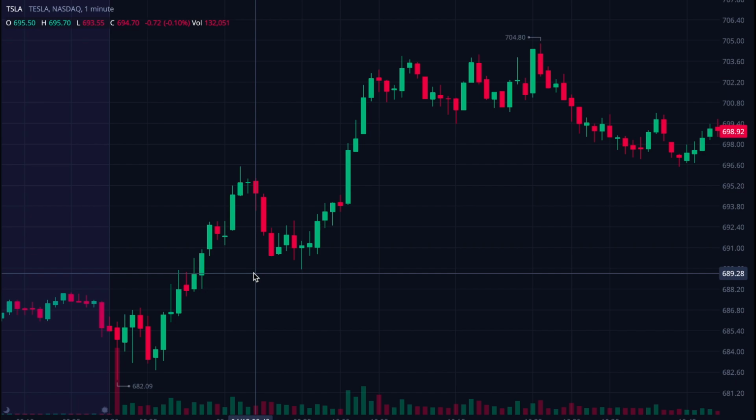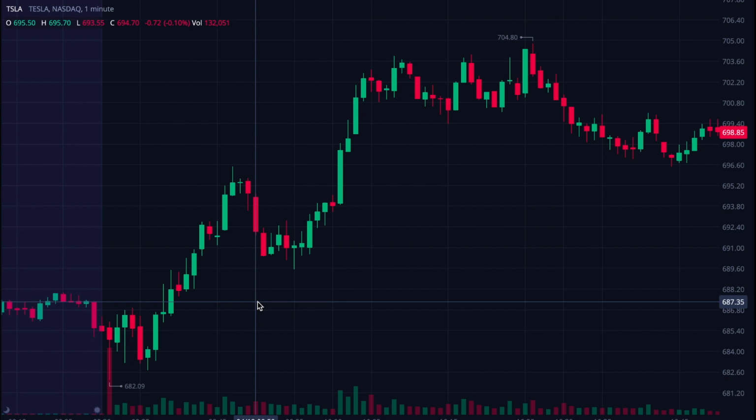A double top and a double bottom signify the inverse of each other. A double bottom signifies that the price may start moving bullish, may start moving up. A double top signifies that the price may start moving bearish, may start moving down. And so let's look for some double tops and double bottoms.